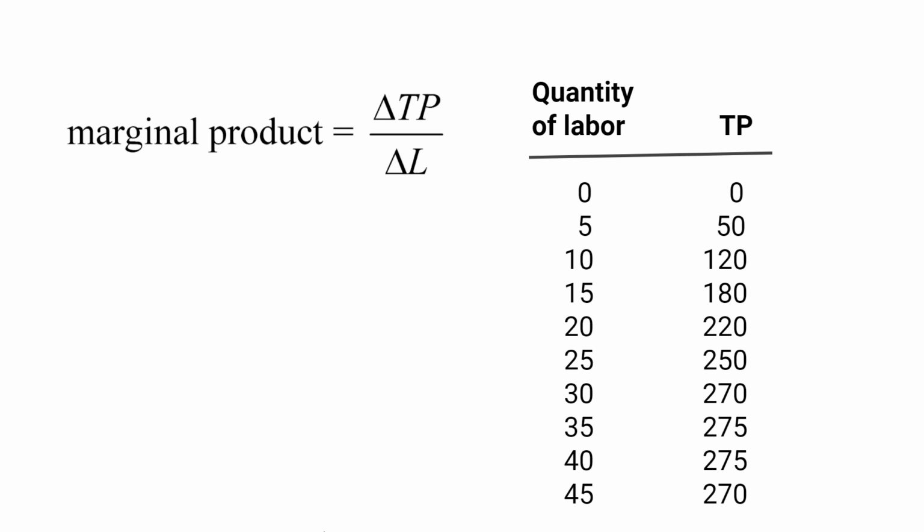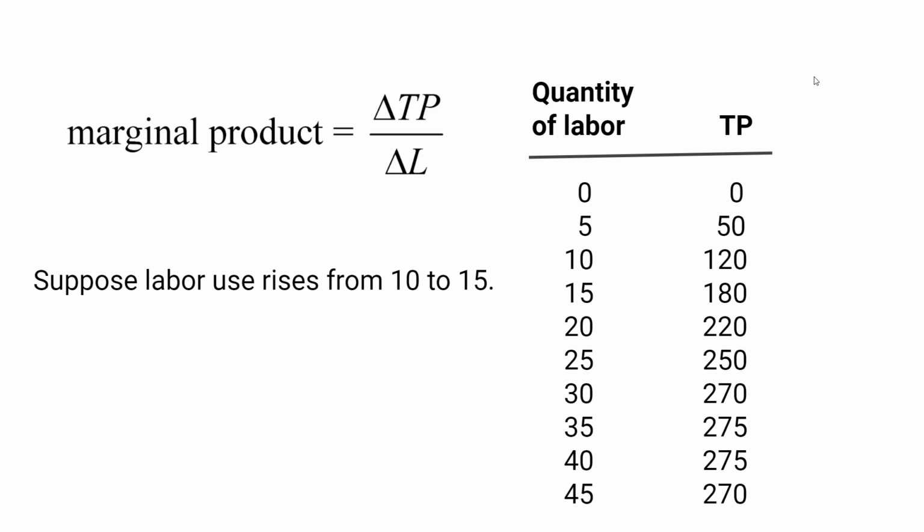The marginal product is defined to be the change in total product divided by the change in labor. We can also think about this as being the additional output resulting from the use of one additional unit of labor, or from the last worker. We can use data in this table to compute this marginal product.